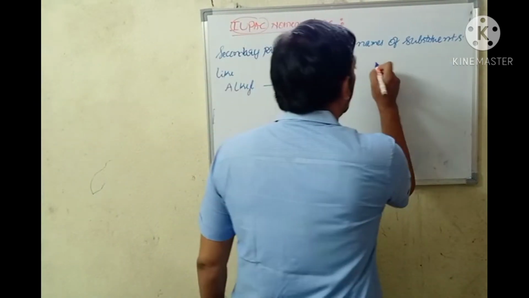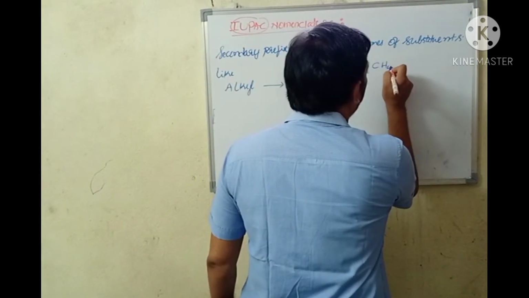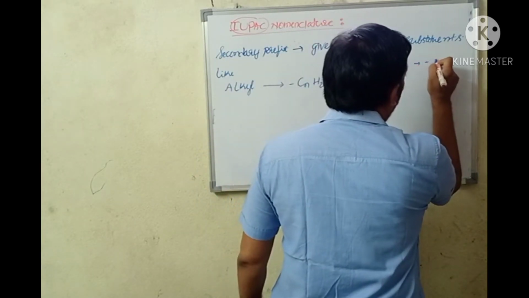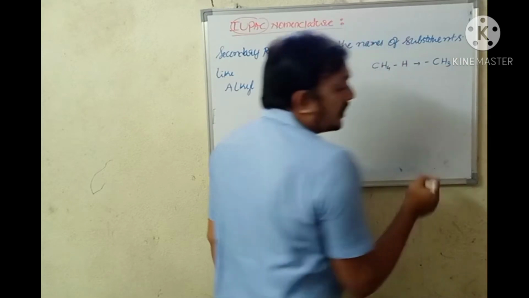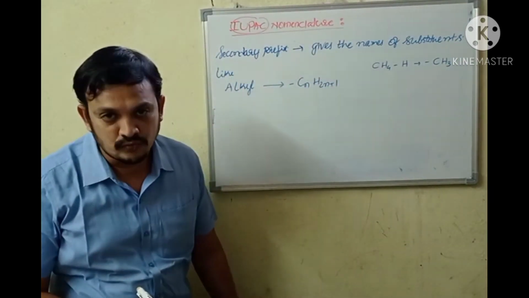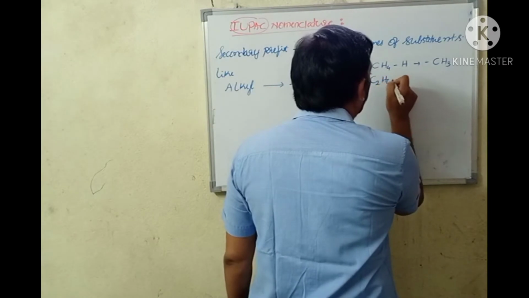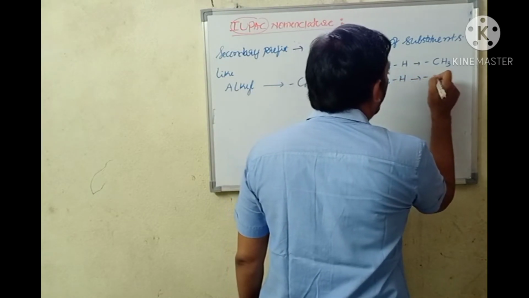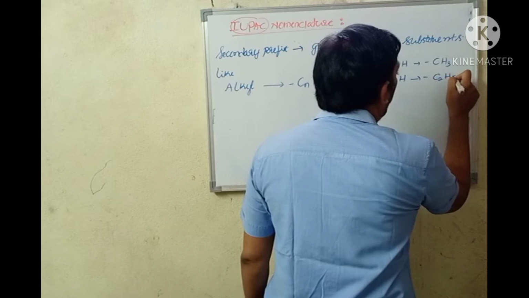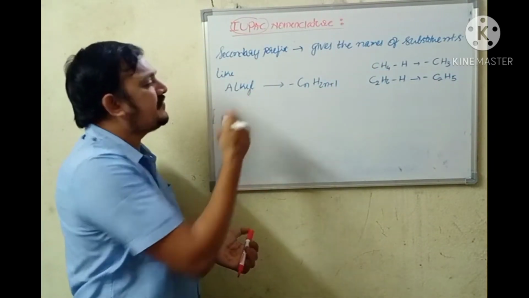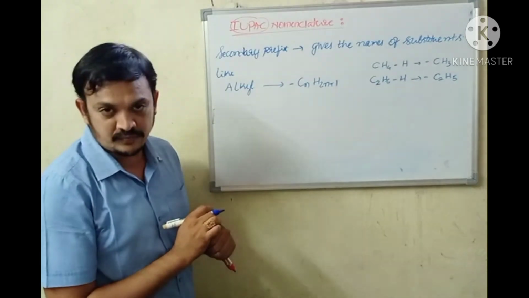For example, if from methane, CH4, one hydrogen atom is removed, I will get CH3, which is nothing but methyl group. In the same way, from ethane, C2H6, one hydrogen atom is removed, I will get C2H5, which is ethyl group. Methyl group and ethyl group are different types of alkyl groups.